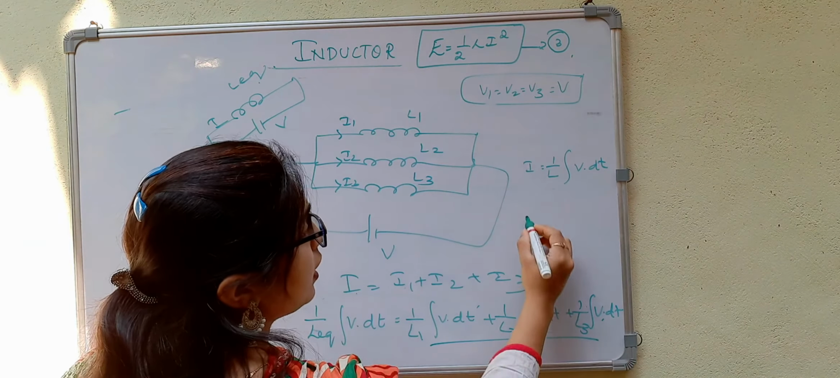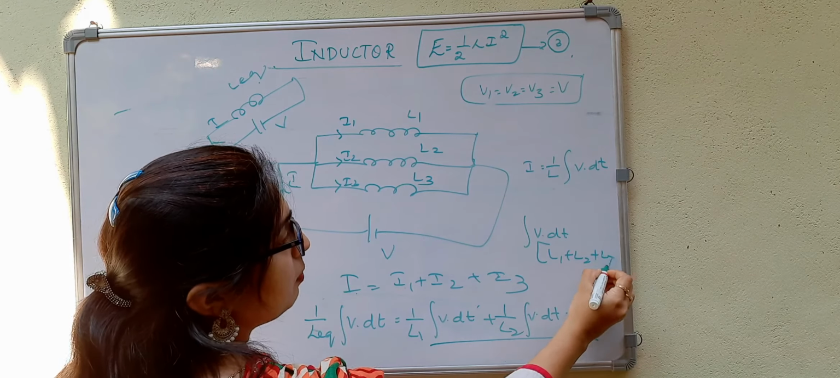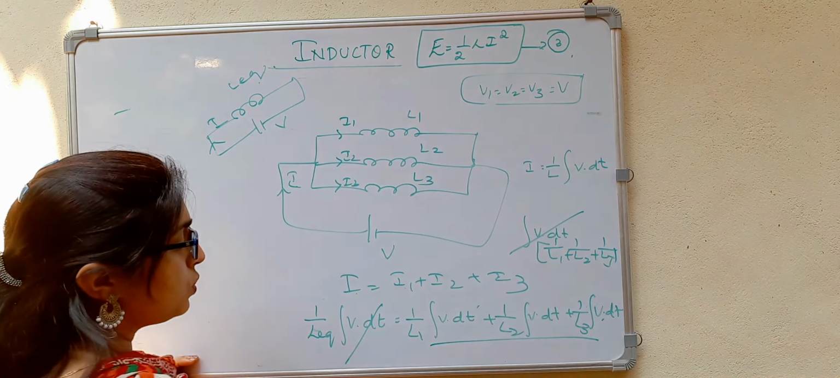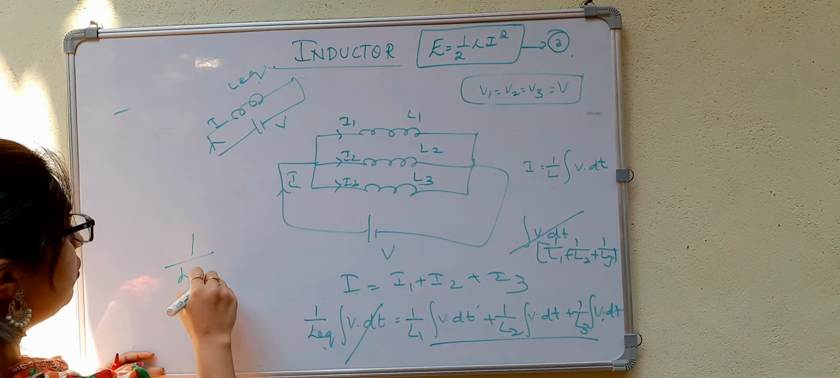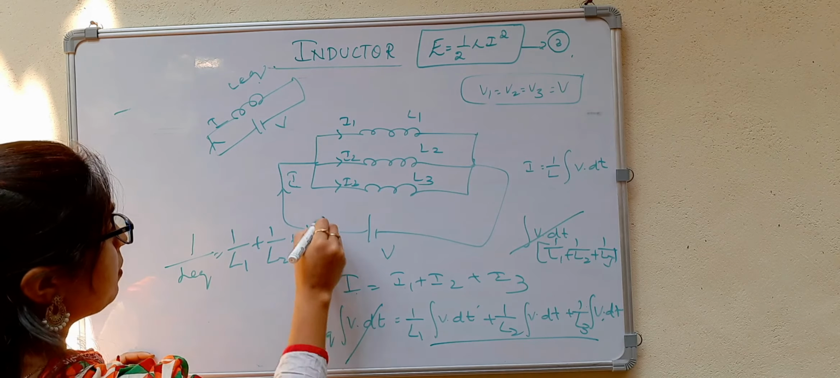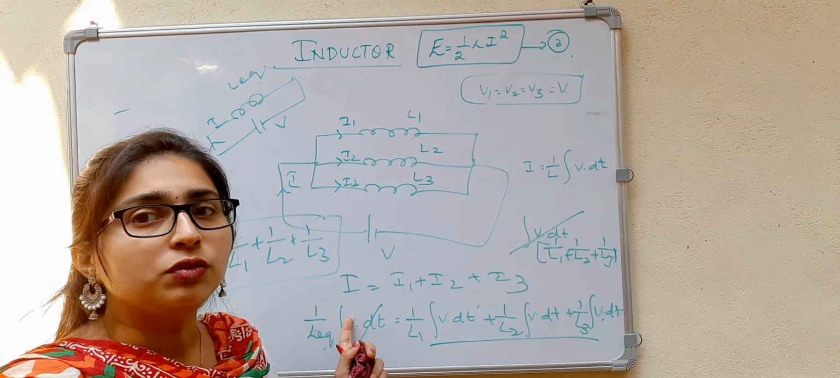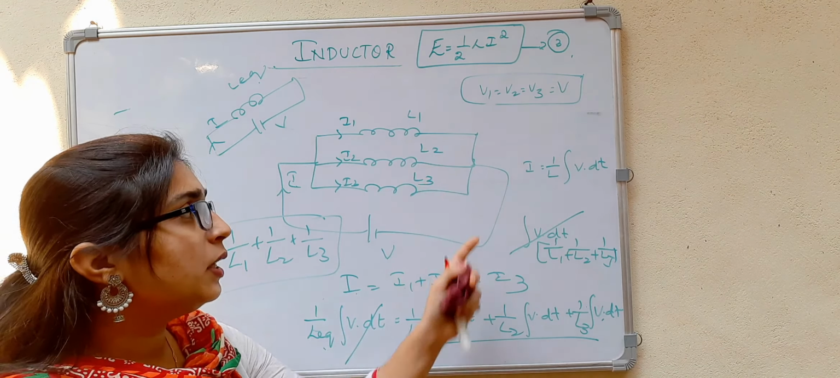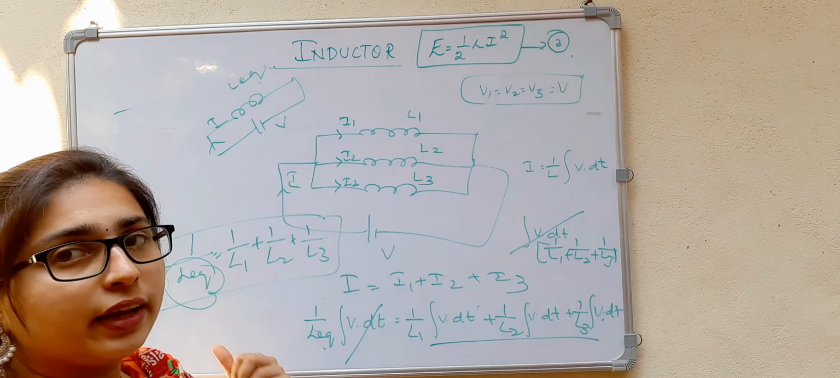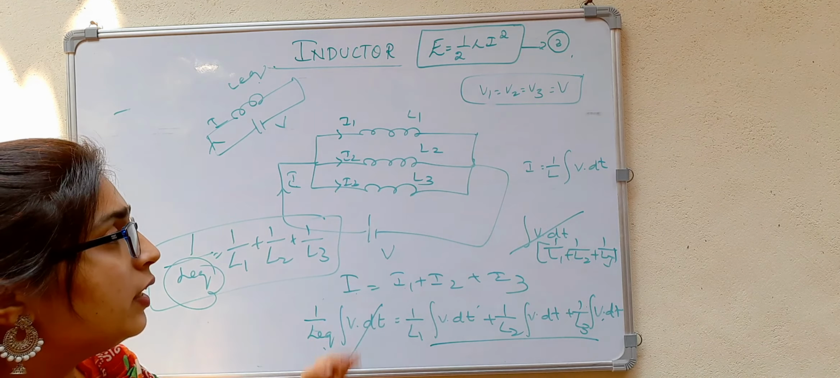Now taking integration V dt common, what will be left inside the brackets? 1 by L1 plus 1 by L2 plus 1 by L3. So cancelling these two, we get 1 by L equivalent is equal to 1 by L1 plus 1 by L2 plus 1 by L3. This is for the parallel combination. This is similar to resistors connected in parallel, and here it will be lesser than the least value of the inductance. Okay, so this is the parallel combination of the inductors.